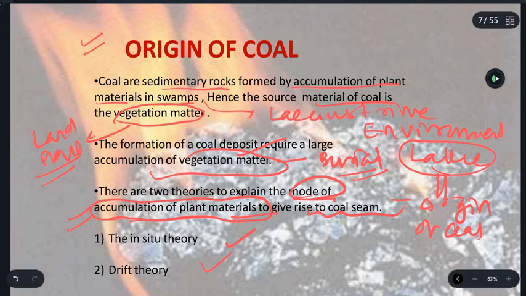ठीक है, what do you mean by in situ theory and drift theory? Can anyone tell me? You already read this part, no?